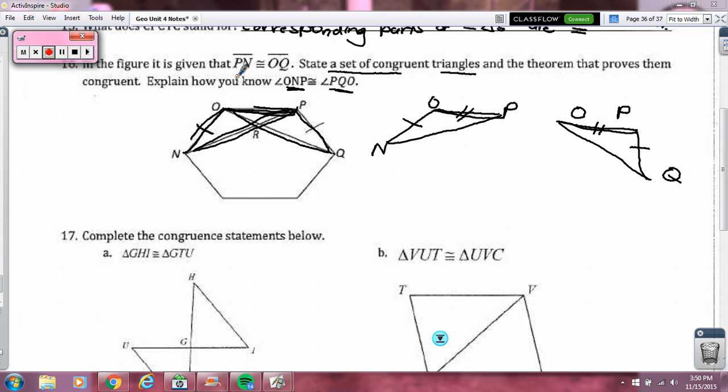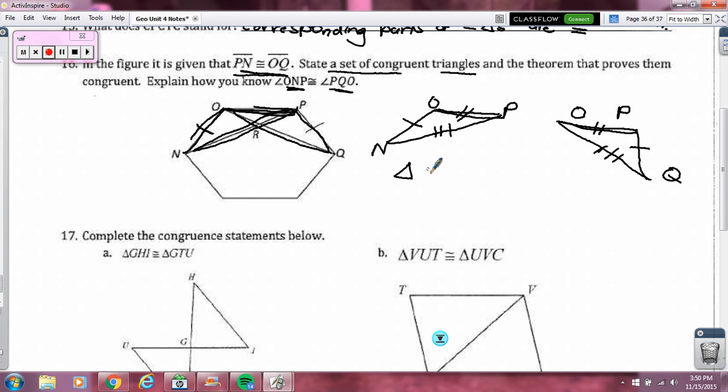Oh, in the directions, I forgot about this. PN and OQ are the same, so I better mark that. PN and OQ are the same size. Alrighty, so I've now thrown in all my given information, and when I look at those two triangles, they both have all their sides marked.